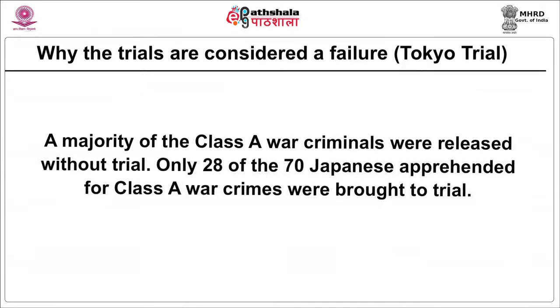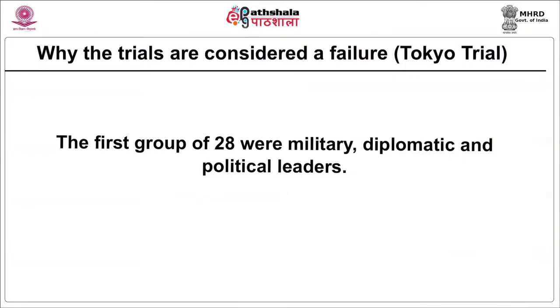A majority of the Class A war criminals in Tokyo were released without trial. Only 28 of the 70 Japanese apprehended for Class A war crimes were even brought to trial. The rest were split into a second and a third group and put on hold in the Sugamo prison. The first group of 28 were military, diplomatic, and political leaders.